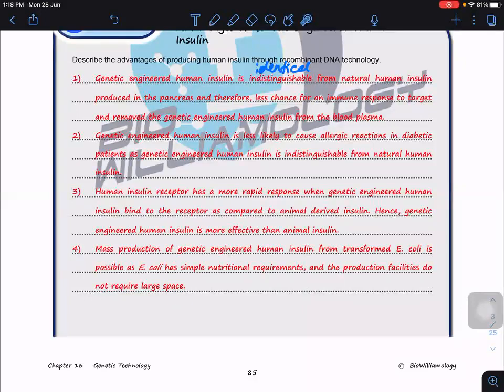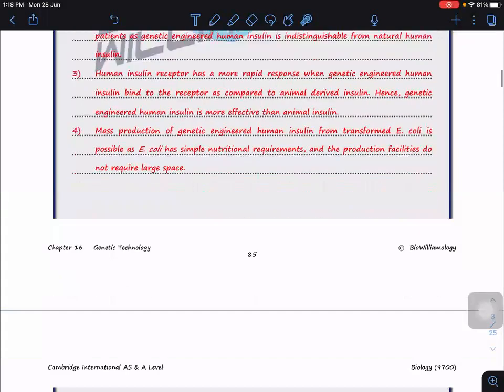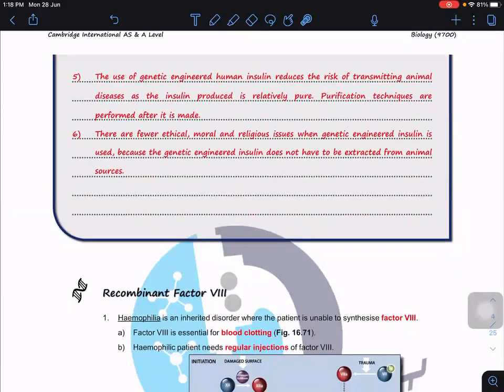And because it's genetic engineered human insulin, meaning identical, it is less likely to cause allergic reactions in diabetic patients. The human insulin receptor has a more rapid response because the binding affinity will be better, so the better binding gives us the rapid response. The mass production of genetic engineered human insulin is possible because, as we know, E. coli requires very simple nutritional requirements. Also, if we use genetic engineered human insulin, we can reduce the risk of transmitting animal diseases. And also there are fewer ethical, moral and religious issues when genetic engineered insulin is used.